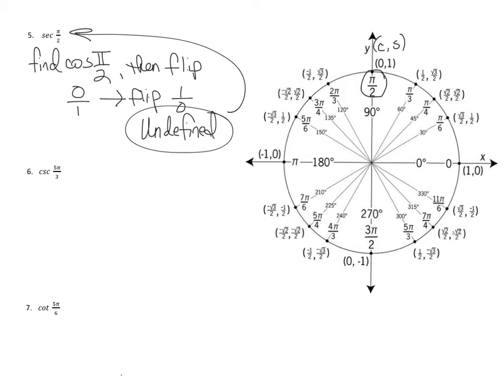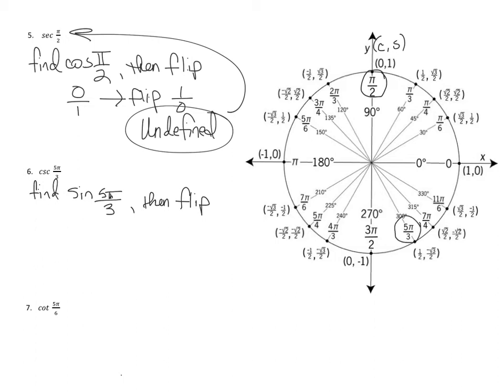Okay, once again, let's find the reciprocal first. So we're first going to find the reciprocal of cosecant, which is sine. So let's find the sine of 5 pi over 3. Okay, so let's find that first, then flip. All right. Let's see. Okay, 5 pi over 3. Let's find it over here. Here's 5 pi over 3 in quadrant 4.